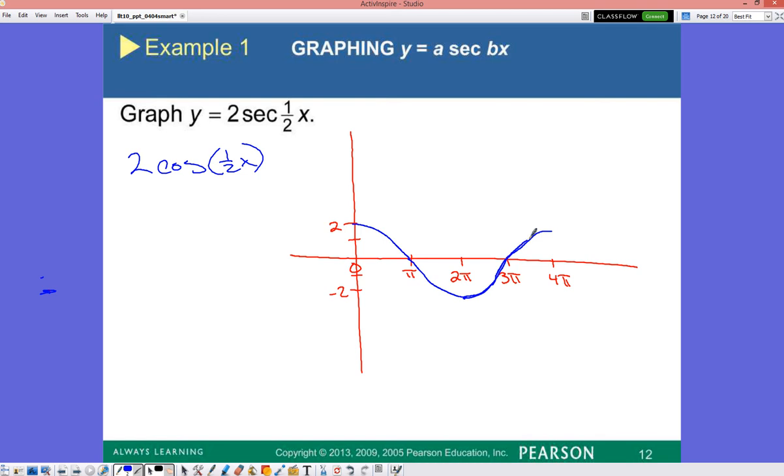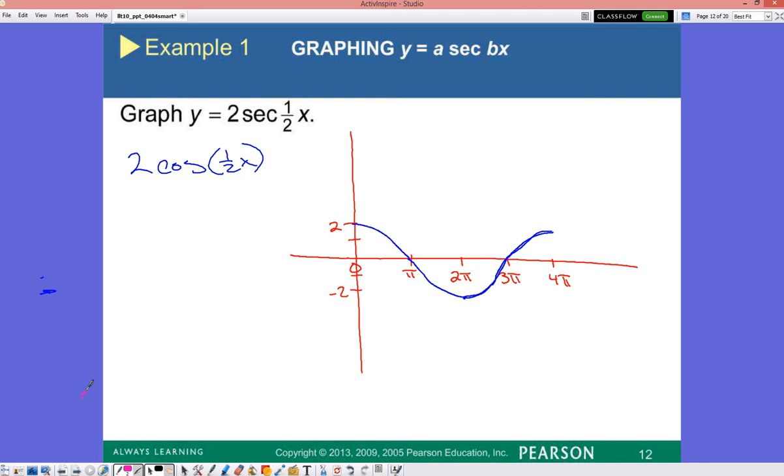Your cosine, right? So that means your secant will be opposite. This is the cosine graph. Okay, so now that I have my cosine graph, I'm going to go through and mark the asymptotes.